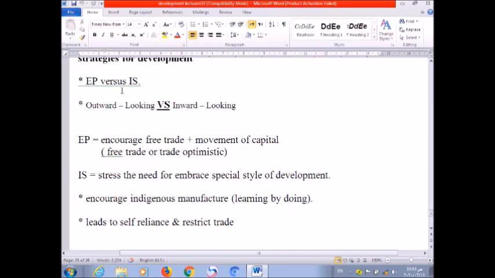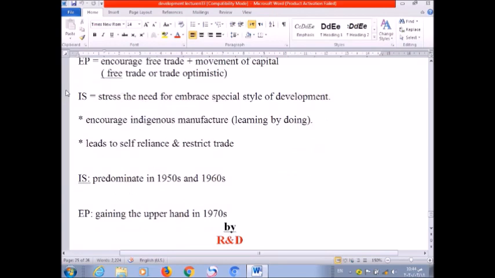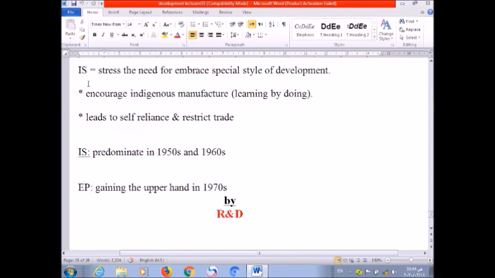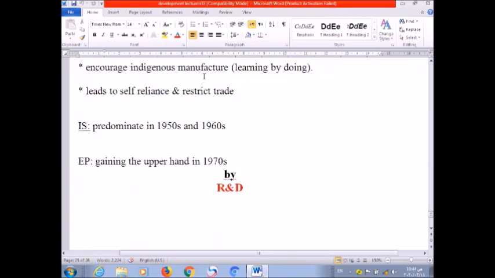IS stresses the need for an independent capitalist style of development. It encourages indigenous manufacture, learning by doing, and learning by doing is a very important way. It leads to self-reliance and restricted trade. IS promotion started in the 1950s and 1960s. EP gained the upper hand in the 1970s.